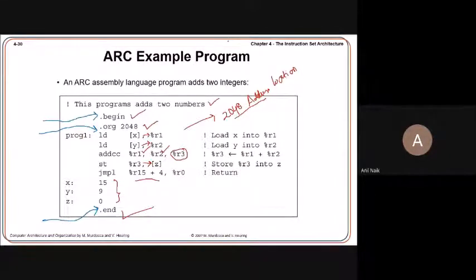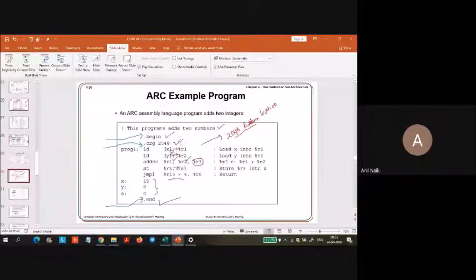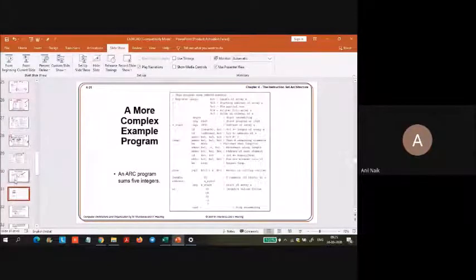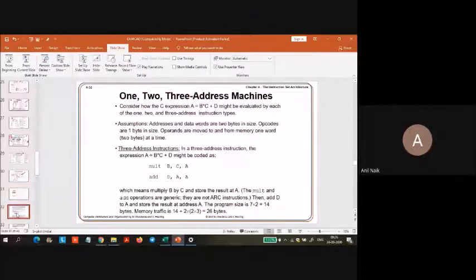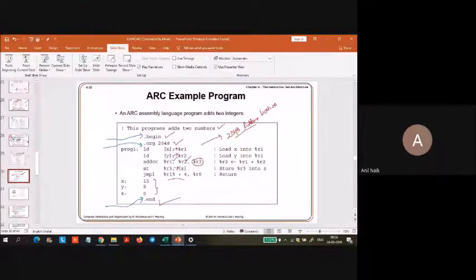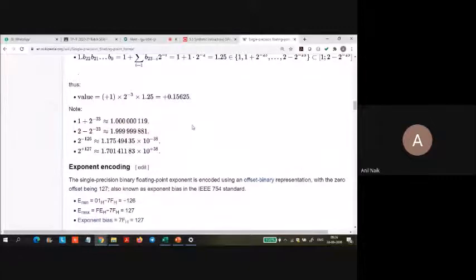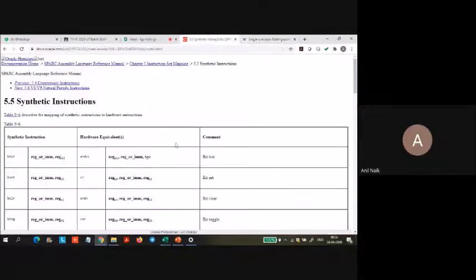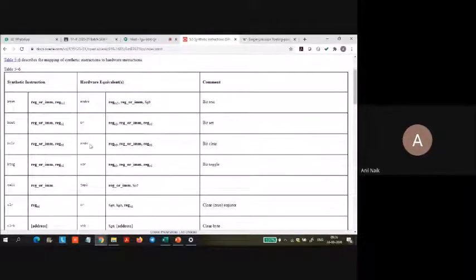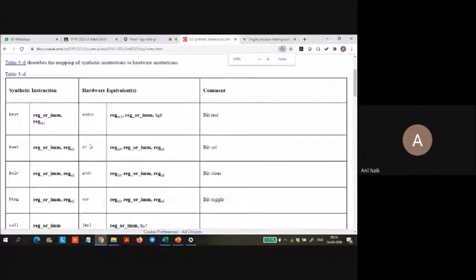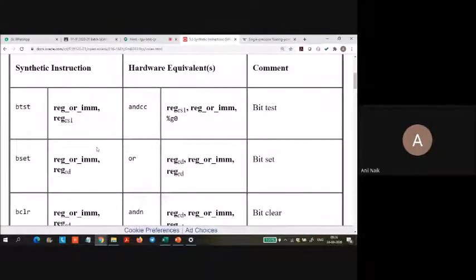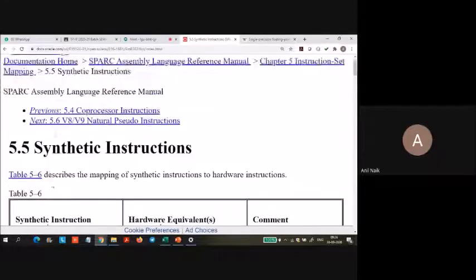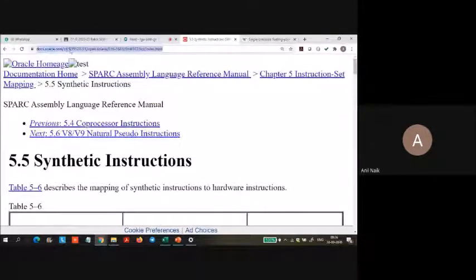So this is all about the third chapter. Up to this is as per your syllabus, and the synthetic instructions were just taken from the internet. This is for the SPARC processor, from oracle.com.